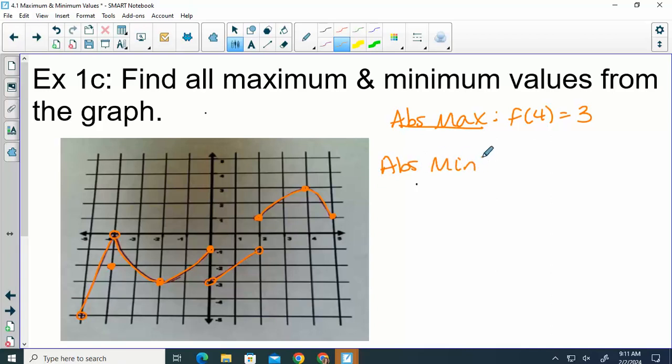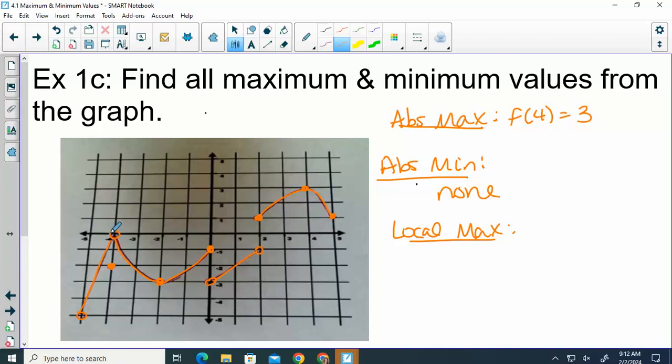Absolute min. Is there a point that is the lowest on the entire graph? We look right here. This is the lowest on my graph, right? But what's wrong with it? It's an open circle. Can you tell me the closest point to that open circle? No. So what do you think that means about my absolute min? So we have a place we can say, oh, yep, that's the lowest we go, but it's open, so it doesn't count, so there is none.